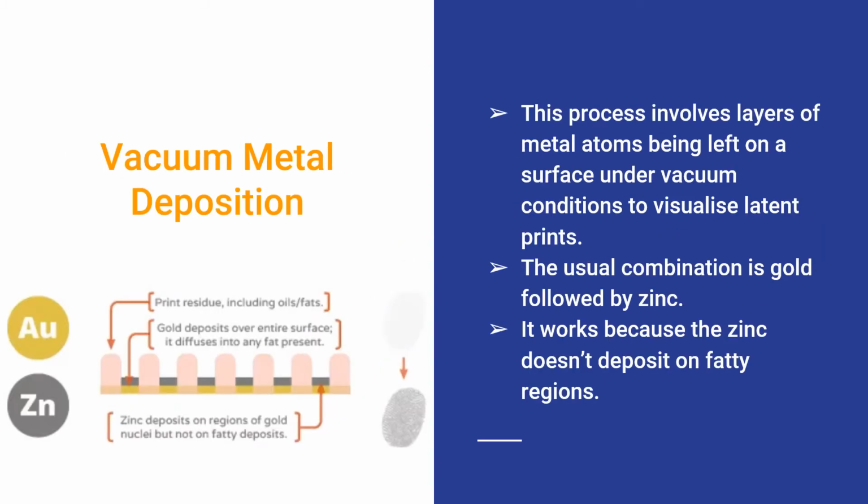Vacuum metal deposition is the process which generally involves layers of gold and zinc left on a surface under vacuum conditions to visualize latent prints. The usual combination is gold followed by zinc. It works because the zinc doesn't deposit on fatty regions.